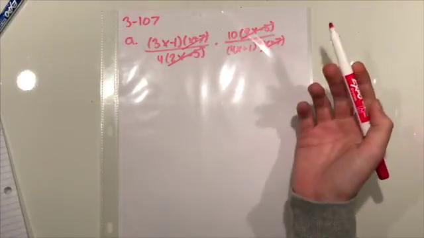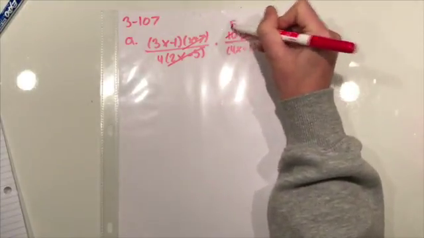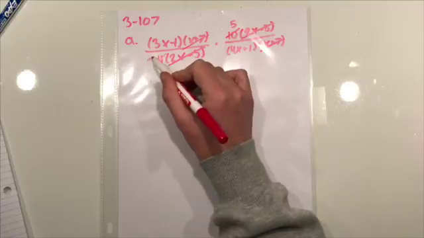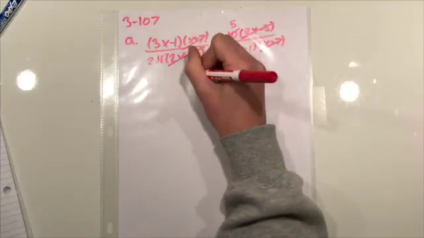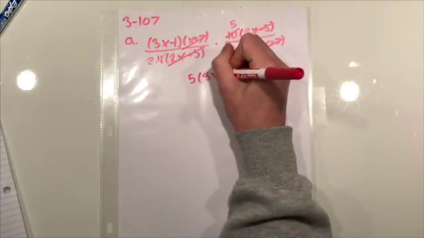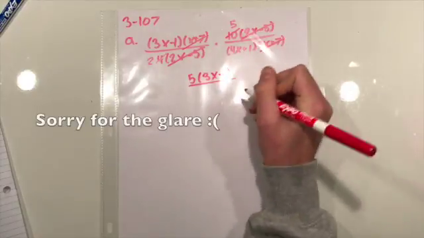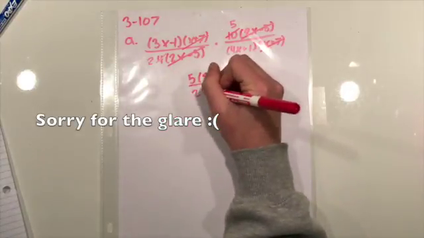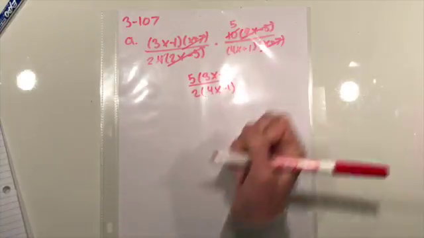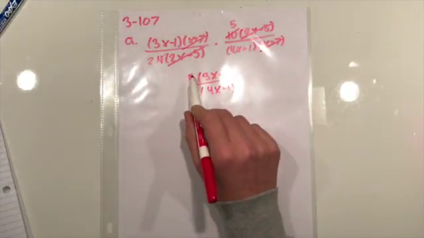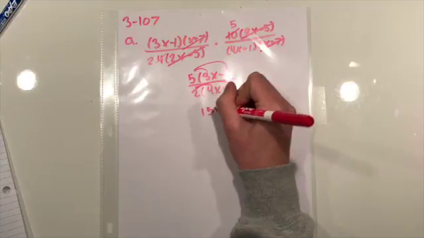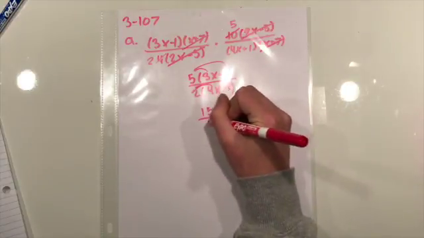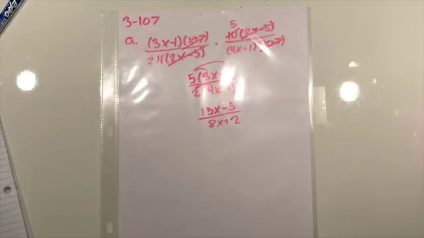They can both be divided by 2, so we can simplify them. This becomes 5, because 5 times 2 is 10, and this becomes 2, because 2 times 2 is 4. If we get rid of all the ones we crossed out, it looks like 5 times (3x minus 1) over 2 times (4x plus 1). This is a good answer, but we can simplify even further by multiplying it in, which gives 15x minus 5 over 8x plus 2.